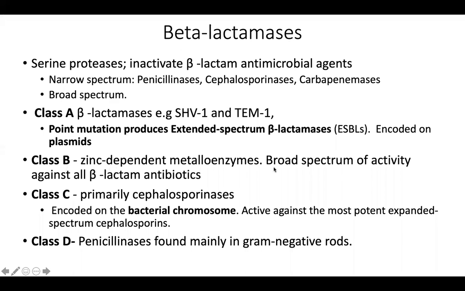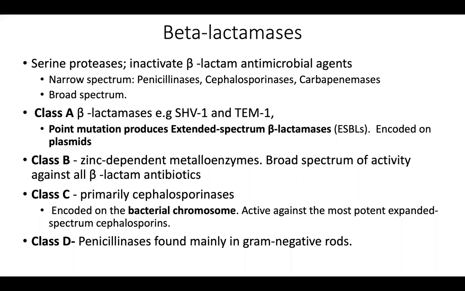And then you have the class B, which are zinc-dependent metalloenzymes. Now, these have a broad spectrum of activity against all beta-lactam antimicrobial agents. We have the class Cs, which are primarily cephalosporinases, and these are encoded on the bacterial chromosome, which means that they are passed down generations, as opposed to plasmids, which can be shared with different bacteria from different genera and species. Now, these are active against the most potent expanded spectrum cephalosporins.